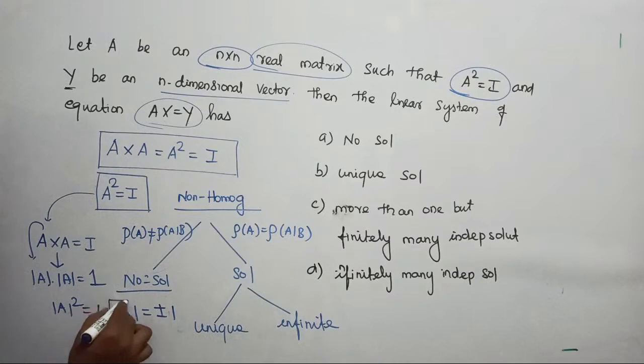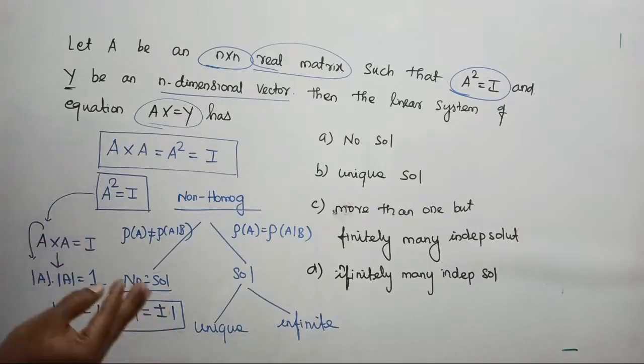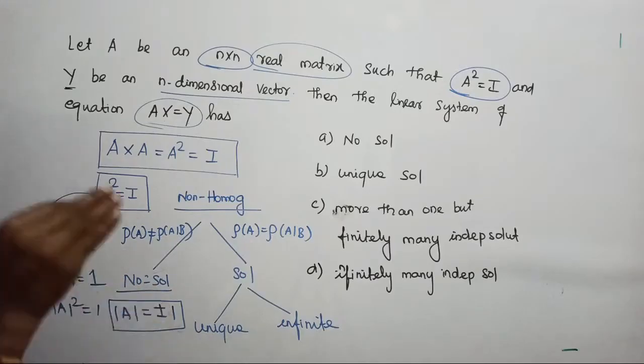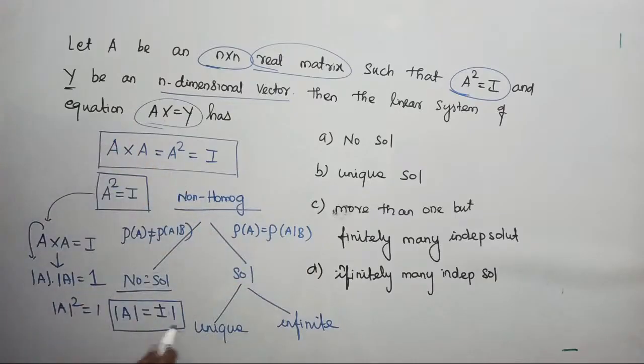So the happiest news is, the given matrix is an n cross n matrix, and the determinant of that matrix has come not equal to 0. So what is the conclusion here? If the determinant of the matrix is not equal to 0, then I can say rank of A, rank of AB and the number of unknowns are all going to be equal. That system will provide only a unique solution. Am I correct? Do you guys have any doubts here?